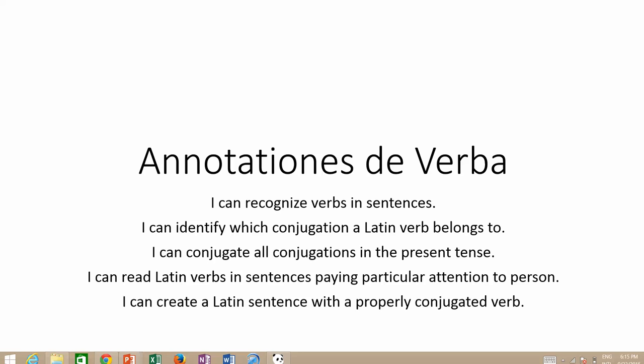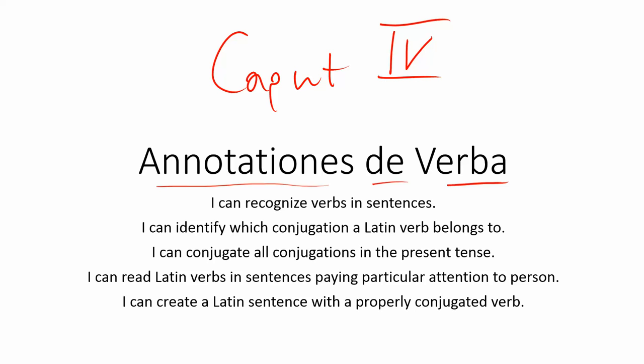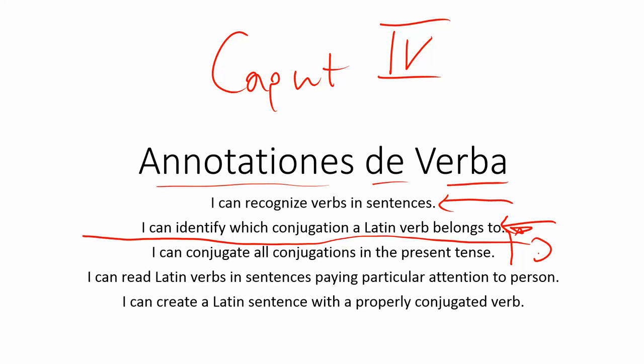Anotaciones de verbo. These are our notes about verbs for Caput or Stage 4. You should be able to recognize verbs in sentences. You should be able to identify what conjugation a verb belongs to. Both of these were actually done earlier, but I will review the conjugations. You should be able to conjugate all conjugations in the present tense. Between recognizing and then conjugating them, those are base skills.